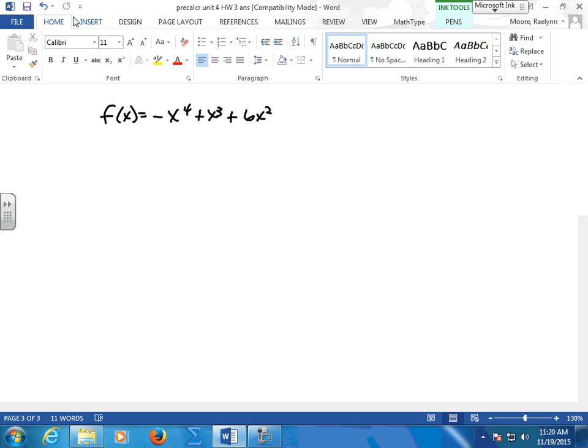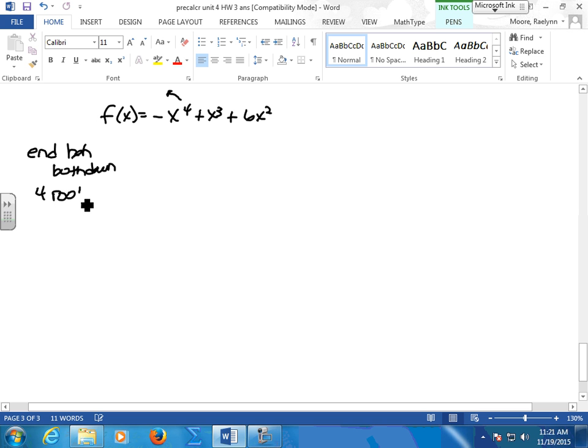Describe this. I have an even exponent, but I have a negative coefficient. Where are my ends behaving? Down. Both down? Okay, both down. How many roots do I have? 4. How many turns do I have? 3. How many inflection points do I have? 2. So you describe it before you start any of the letters? Describe it, because you know what? You need to know what you're looking for.